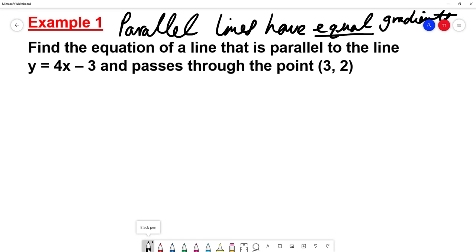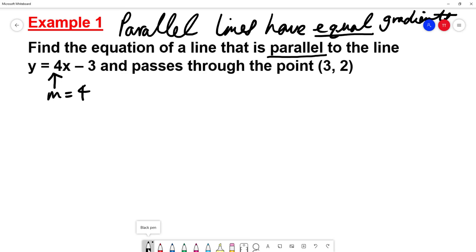Key component for this. So let's have a look at this question. Find the equation of a line that is parallel to the line y equals 4x minus 3 and passes through the point (3, 2). So we can say, well, the gradient for the original equation, m, is the value in front of x, which is 4. So this gradient, because it's parallel, cannot change.